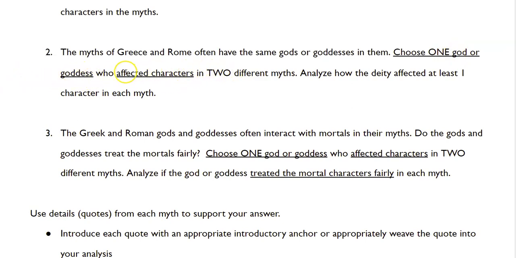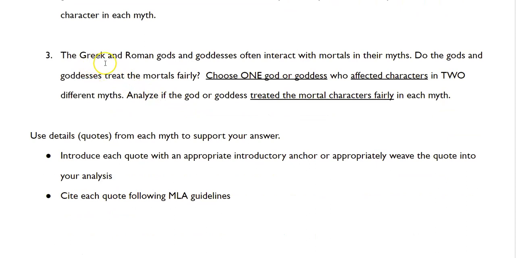I don't know which god or goddess you're going to choose, so I'd have to say god or goddess. Deity is a way of avoiding that because deity is gender neutral. Okay. So analyze how the deity affected at least one character in each myth.